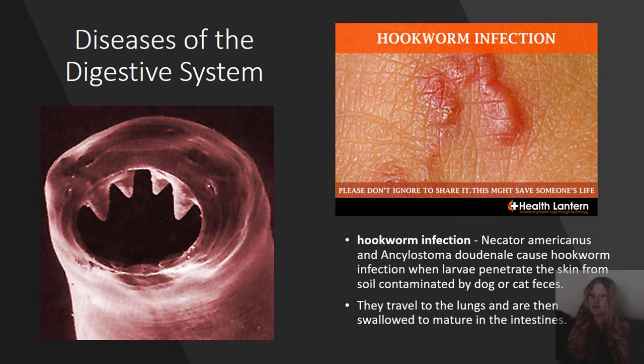Hookworm infections can be caused by Necator americanus and Ancylostoma duodenale. When these larvae penetrate the skin from contaminated soil due to dog or cat feces, they can travel to the lungs and then be swallowed. Once swallowed, the hookworm can then mature in the intestines.